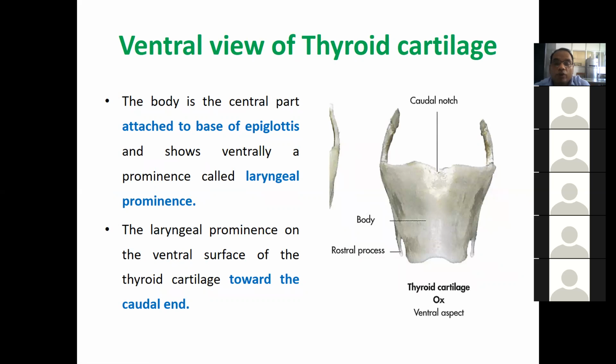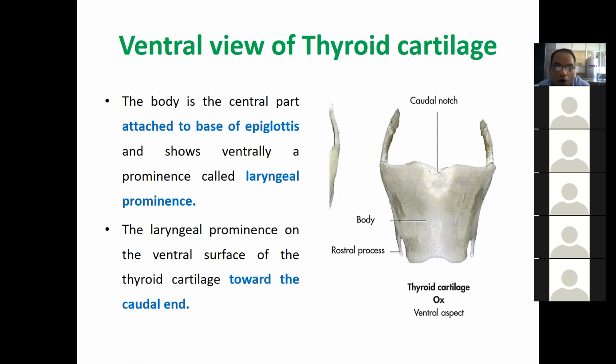Now, if you see the ventral aspect of the thyroid cartilage, the body is the central part of the base of the epiglottis. This is the ventral part of the thyroid cartilage, and on the ventral part you will find one eminence. This is called the laryngeal prominence. This is the characteristic feature of the thyroid cartilage of the horse.